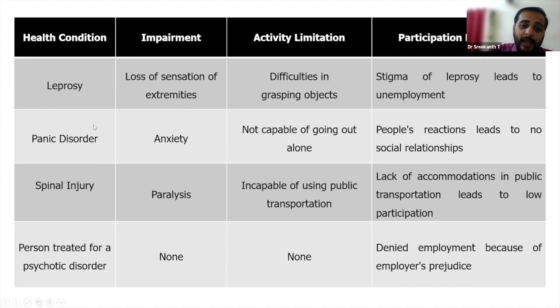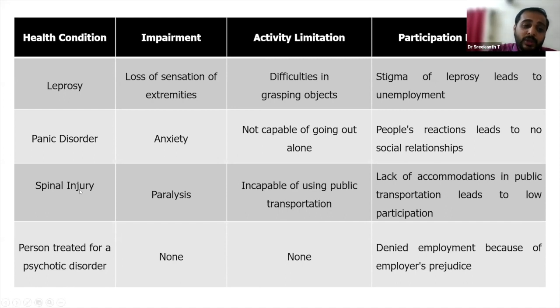And the second one is panic disorder. The impairment is anxiety, or the thoughts or emotions related to that. The activity limitation could be not being capable of going out because of this anxiety. It could be a social anxiety or a specific anxiety. Then people's reactions lead to no social relationships. For example, when somebody has social anxiety, his peer group might criticize him just because they are not aware of this particular condition. That can lead to a limitation in social activities.